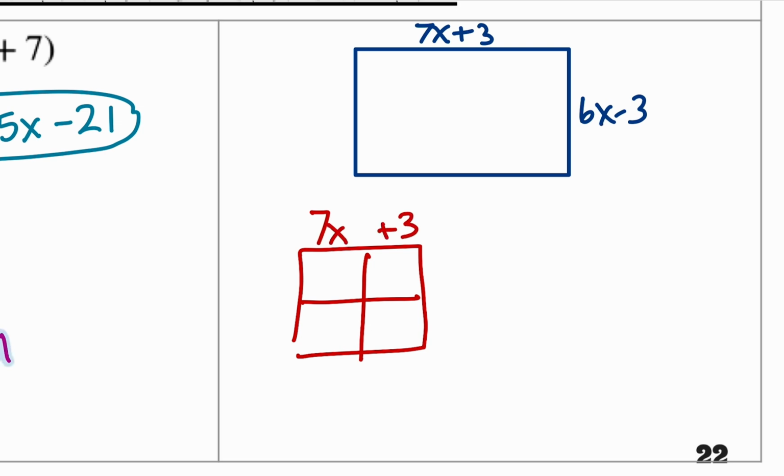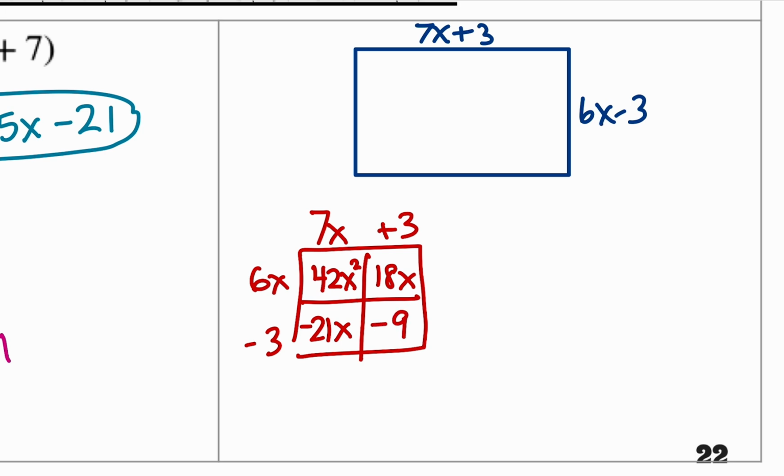7x plus 3, 6x minus 3. 7 times 6 is 42x squared. 6 times 3 is 18x. 7 times negative 3 is negative 21x. Negative 3 times positive 3 is negative 9.